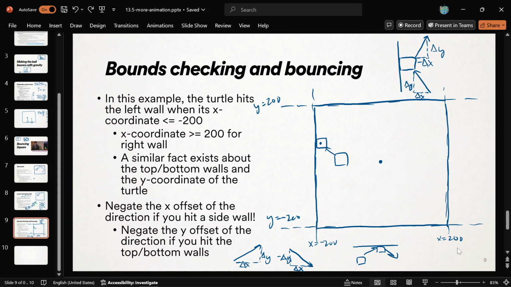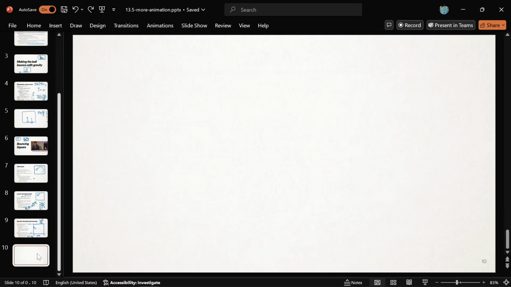Any questions about that? I'll draw a zoomed in picture with some actual example numbers, but that's what we need. That's going to give us the new direction that I need to bounce off in, and that's what we'll code up.